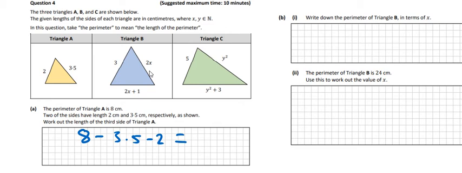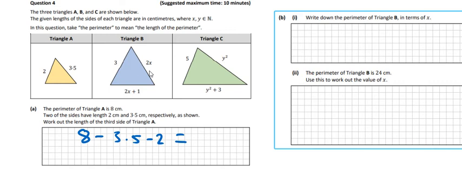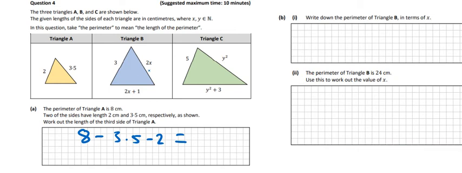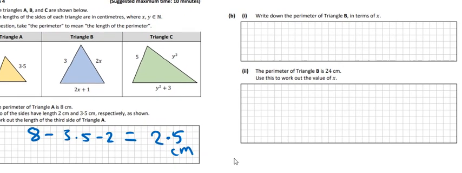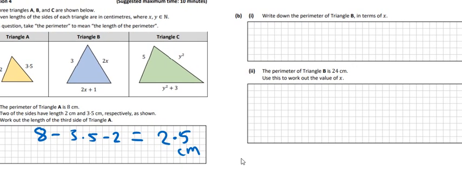So you should get 2.5 in the end. So 2.5 centimeters. Part A. Part B, write down the perimeter of triangle B in terms of x.